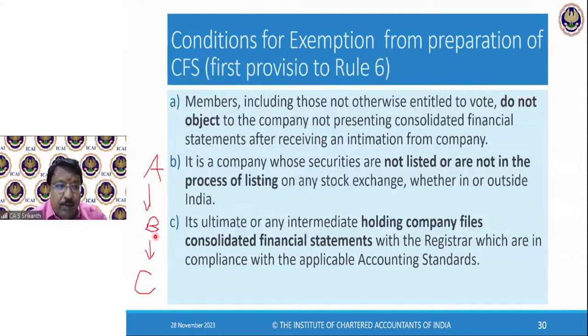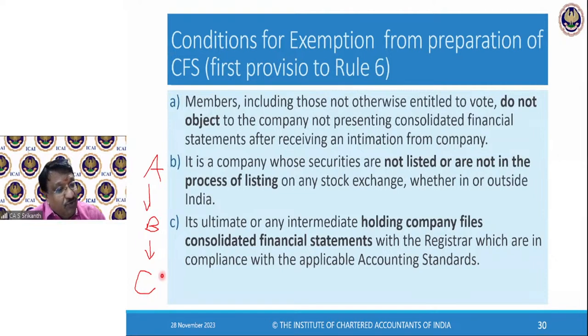Now, they are saying, please listen to me, we are talking about B here. B should consolidate with C, but B need not consolidate, provided A is consolidating B and C and filing. Are you able to understand? B need not have consolidated financial statements, provided A, the ultimate holding company, is consolidating.